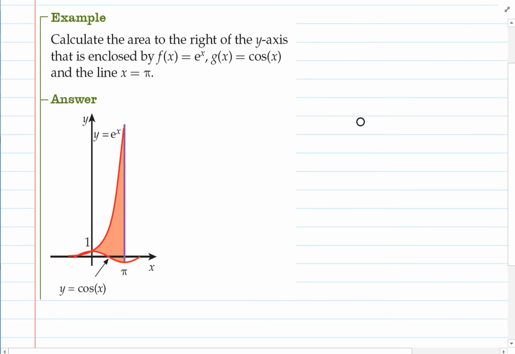And so for this problem, our area is simply going to be the integral from 0 to pi of e to the x. Too easy. So that's going to integrate to e to the x, and we're evaluating from 0 to pi. And so that's going to be e to the pi minus e to the 0, which is just 1.